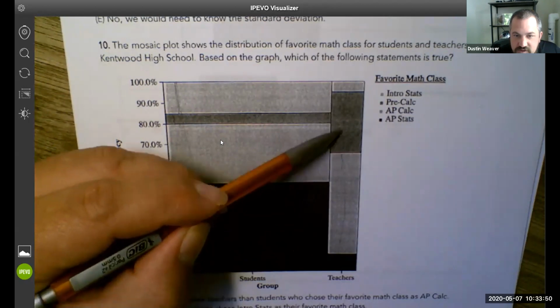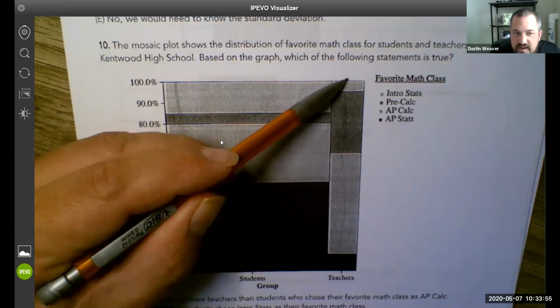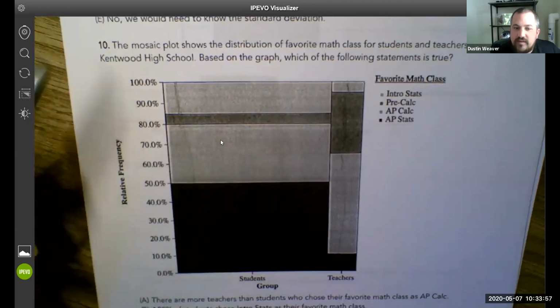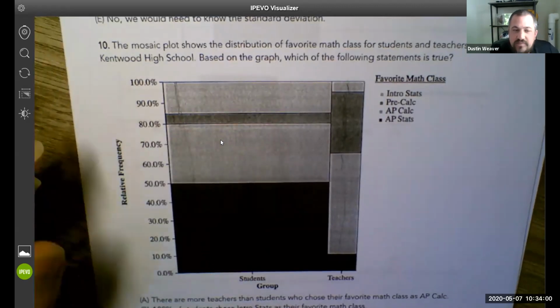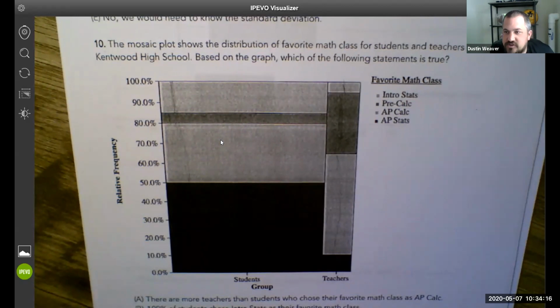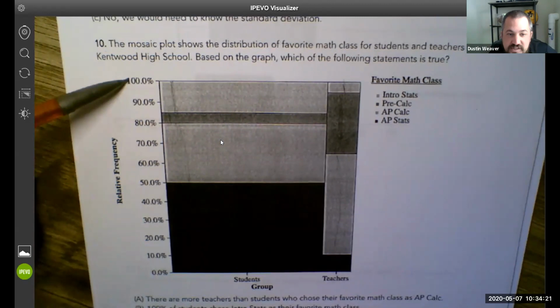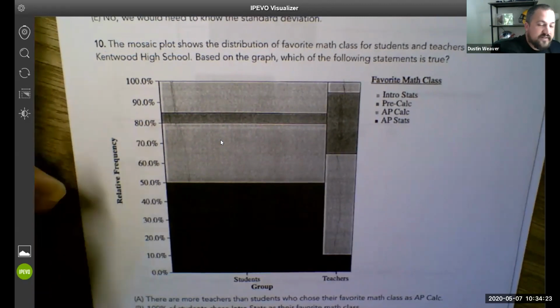From 65 maybe to 95, about 30% of them, their favorite class was Pre-Calc. And then about 5% of them, their favorite class was Intro Stats. If you've ever seen a mosaic plot like that, it's basically like a segmented bar graph. It shows each of these different classes, giving you students and teachers, and showing you what percent is true for each one. It also goes all the way up to 100%, so you know you have everybody included in there.